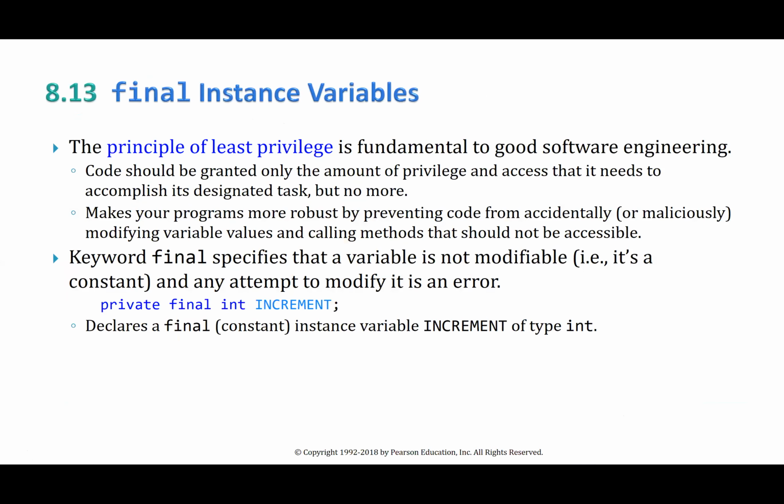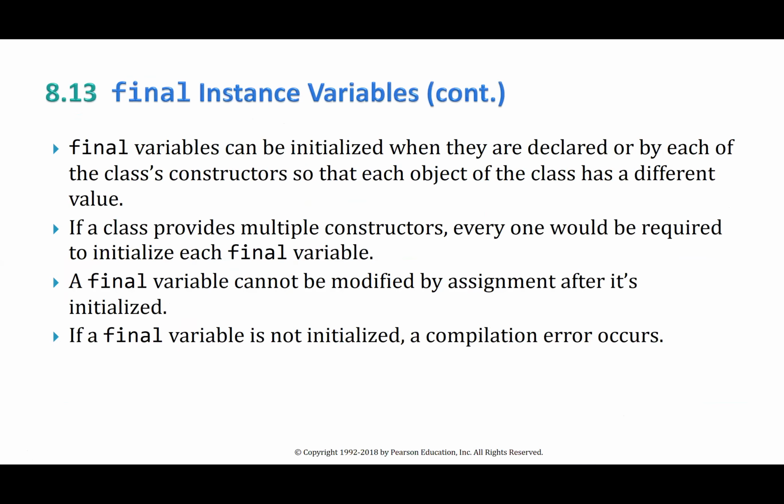All right. Final instance variables just means that they're constants, as we've seen as we go through. All right, so that's the end of that chapter. We'll look at a lot of examples. This is probably one of the most important chapters we've got. So work hard on it. Thank you.